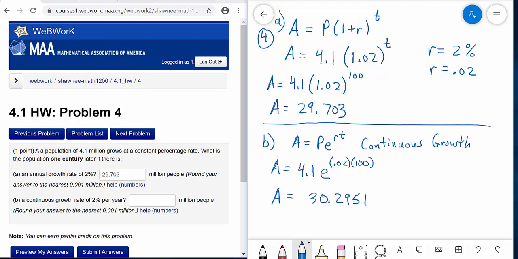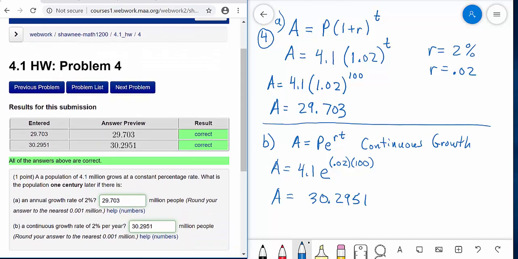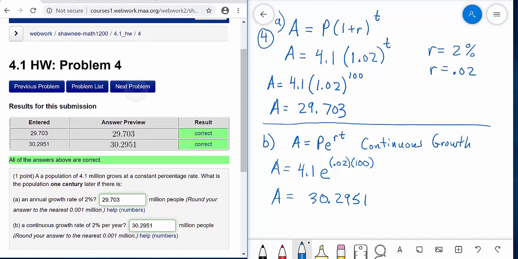30.2951. So when putting in answers in WebWork, it's often appropriate to leave several decimal places. And in the wording of the problem, it actually says leave 3 decimal places. So I'm going to enter 30.2951. Submitting our answers. We'll see if we get the correct answer. Let's move on to problem number 5.